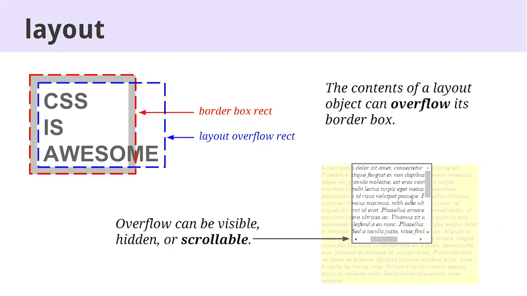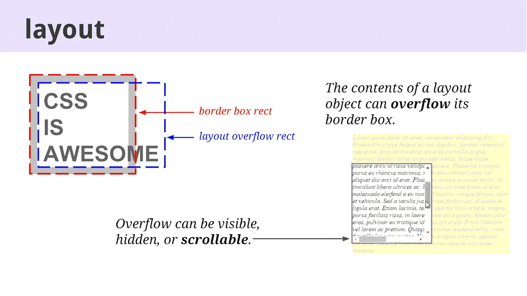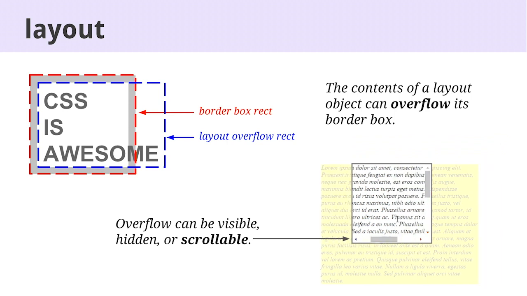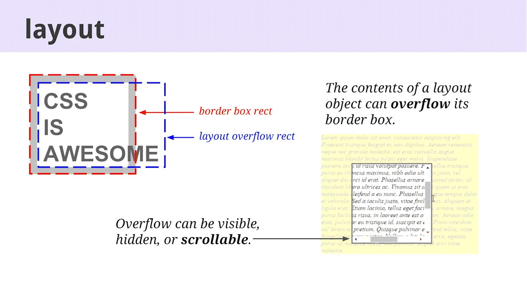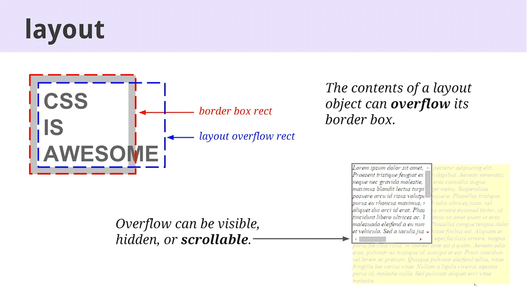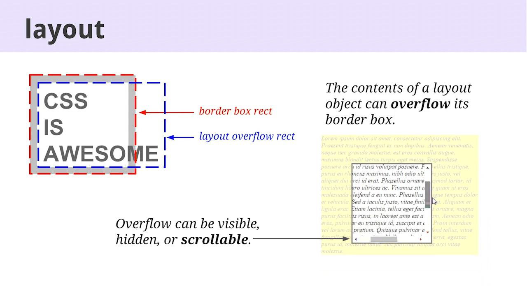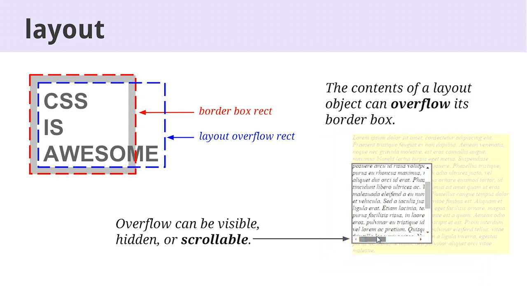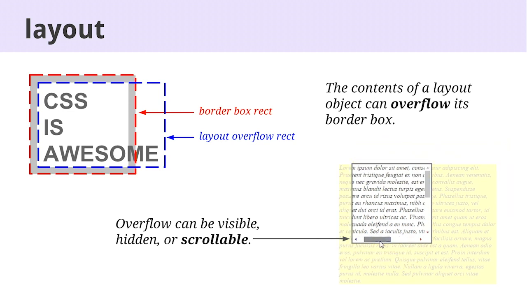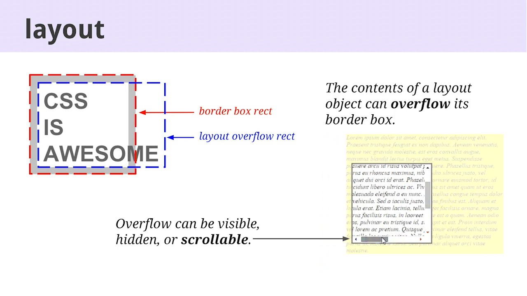Layout often computes multiple kinds of bounding rects for a single layout object. For example, if the contents or DOM descendants of an element are larger than the element's declared border box, we have a situation called overflow. And layout has to keep track of both the border box rect and the layout overflow rect. The interesting thing about overflow is that you can make it scrollable. So another side effect of layout is computing scroll boundaries and reserving space for the scroll bars. The most common scrollable DOM node, of course, is the document itself, which is the root of the tree. But you can make any DOM node scrollable with CSS.